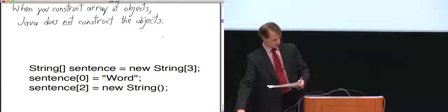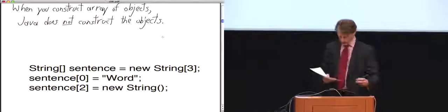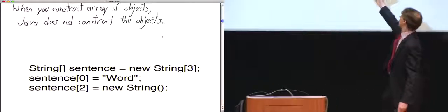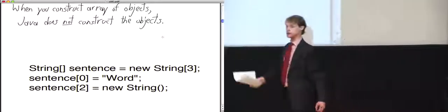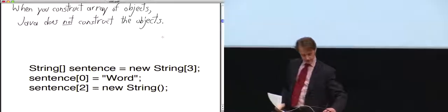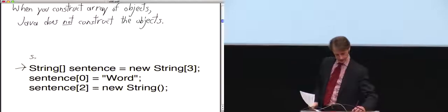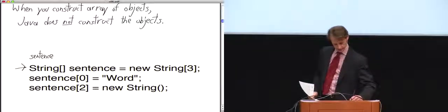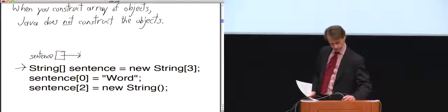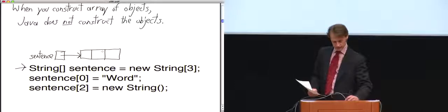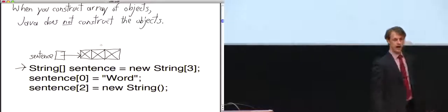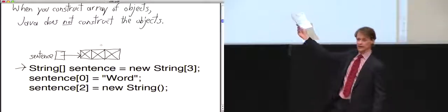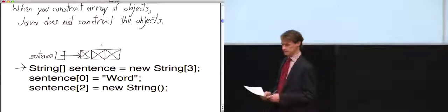So here's a piece of code, which I believe is on your handout. The first line constructs an array with room for 3 strings, but it doesn't construct any actual strings. So this first line here, what does that do? It declares a variable called sentence, and it constructs an array of 3 strings. Initially, those strings are filled in with a reference called null, which does not point to anything. And I like to draw X's as my way of saying null.